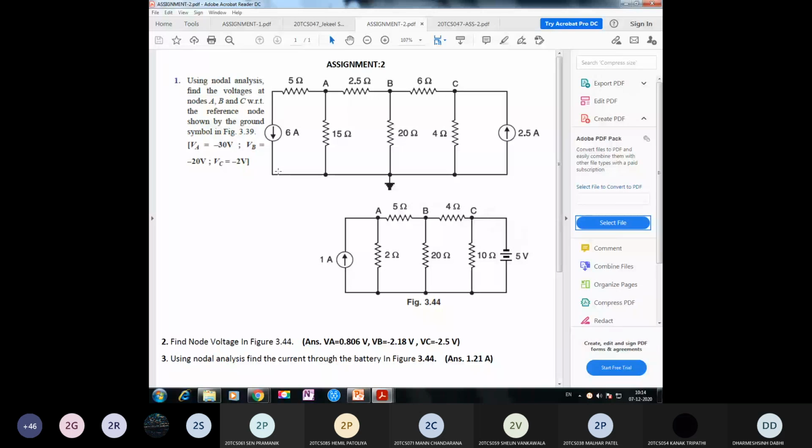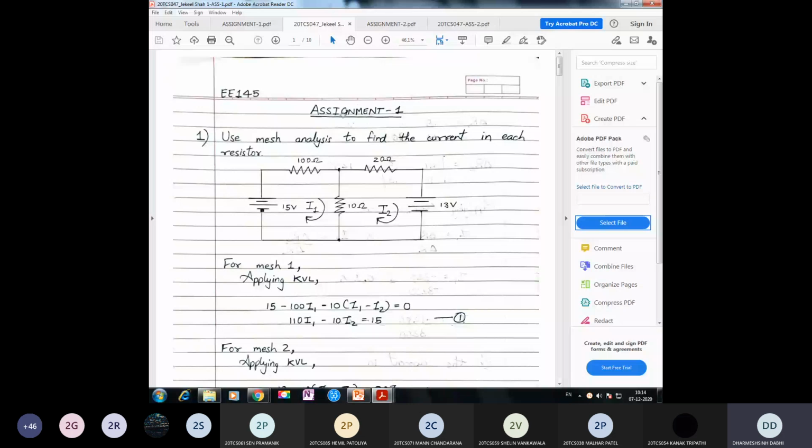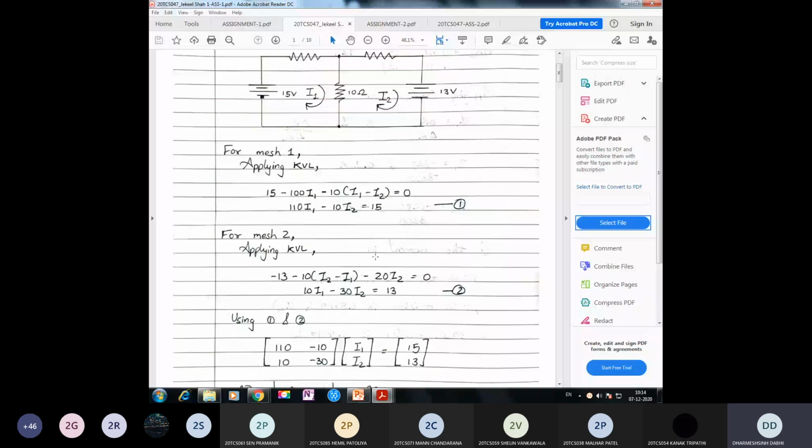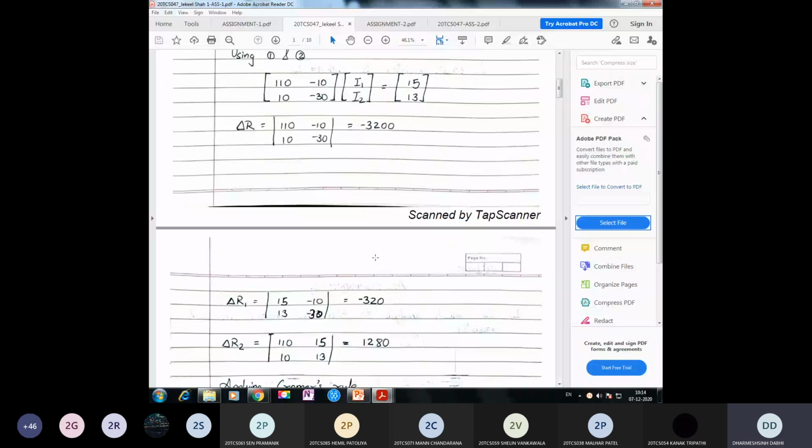I have assignment 2 of this student, Jikil Shah. They wrote all the answers correctly. Many of the students also wrote all the answers correctly. So for reference, I share this PDF of these students. Identify your mistakes and correct them from it. Clear, all of you?